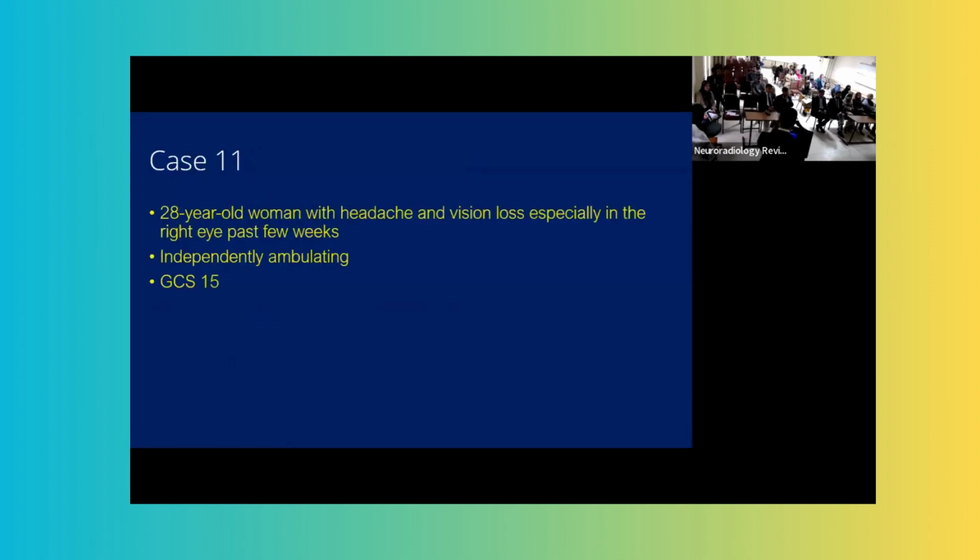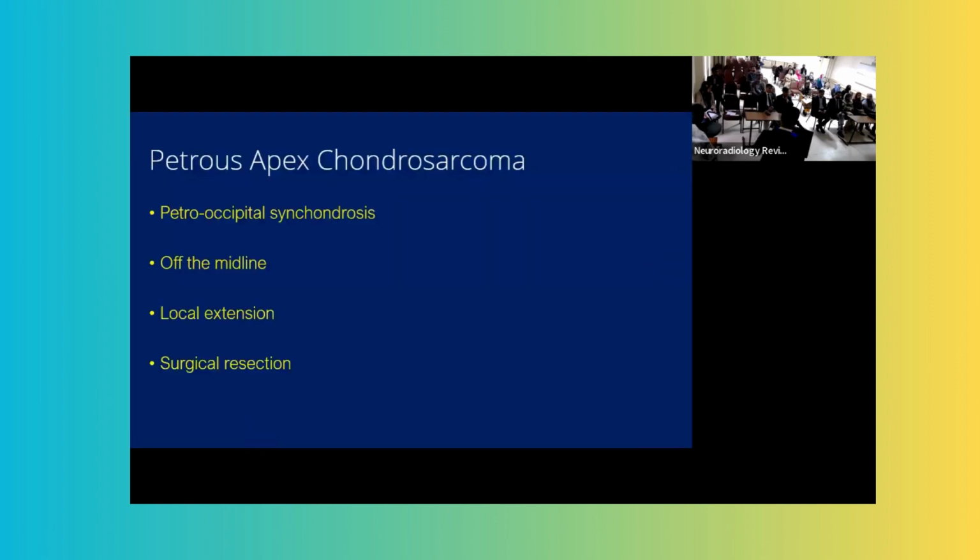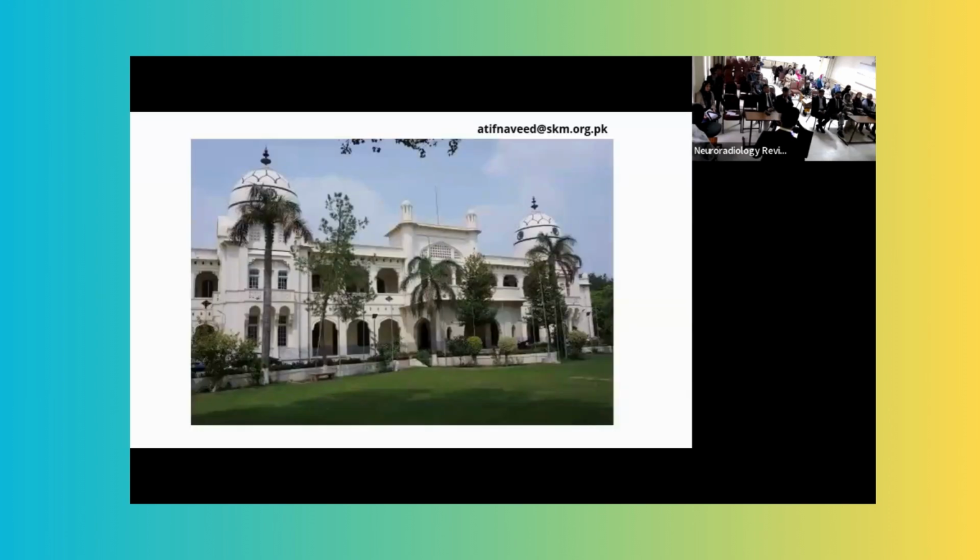Last case is headache and vision loss for a 28 years old woman, GCS normal. So this is an aggressive lesion with internal arcs and whorls of calcification at the petrous apex, you can see here. So it was a petrous apex chondrosarcoma. So these are basically arising from the petro-occipital synchondrosis, and they are off the midline, and they have local extension of disease.